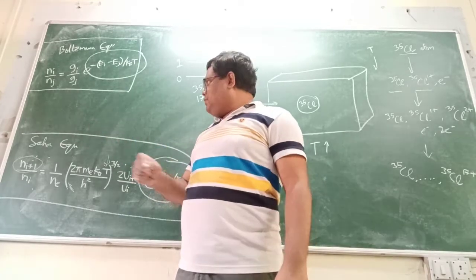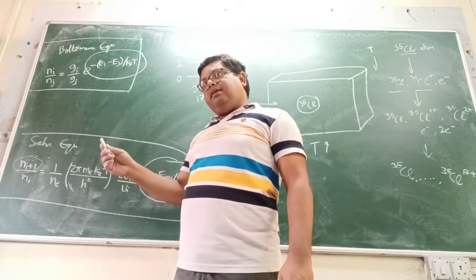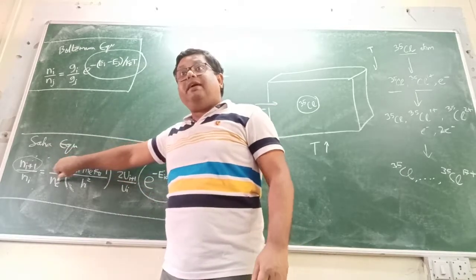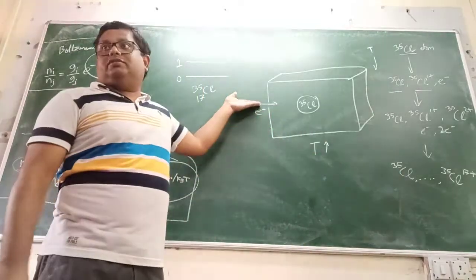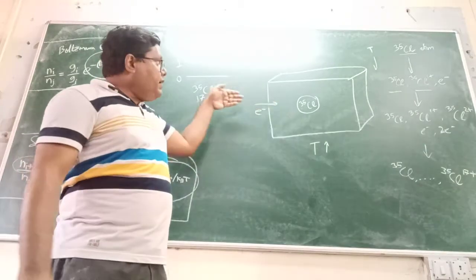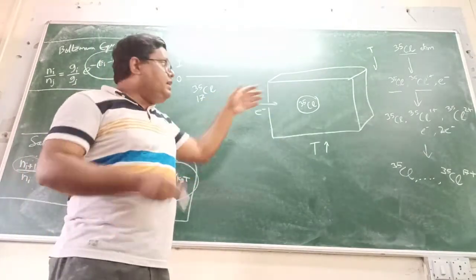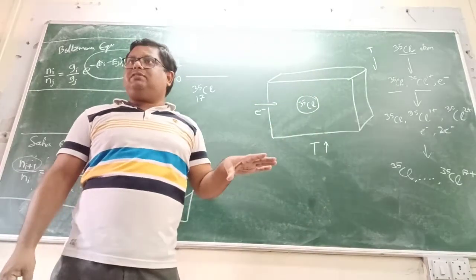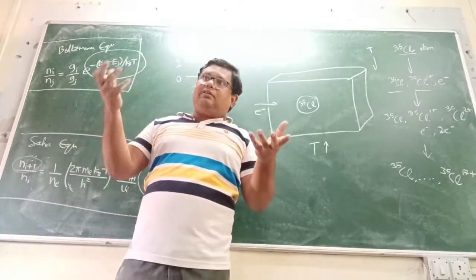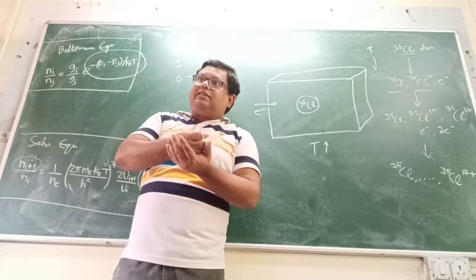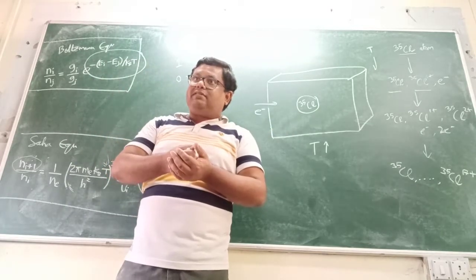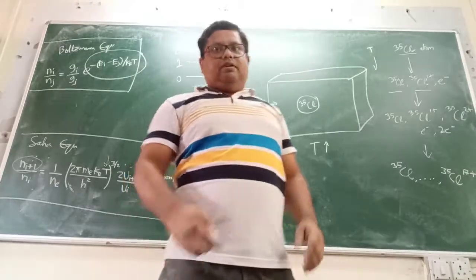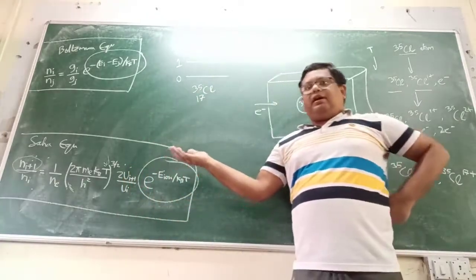Ne is the number of electrons per unit volume. If I inject in electrons, then Ne inside this chamber, inside this box, will increase. More electrons are there, so there will be more chance of getting recombined with the ions and all that. Okay, fine. Next question. Look at my hand.